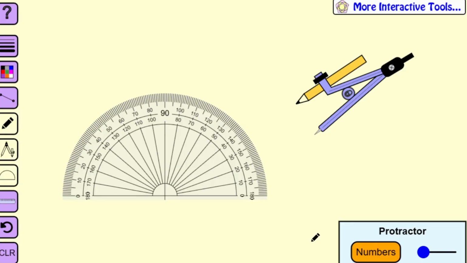For the next lesson, we're going to learn how to bisect an angle or a base angle to get another angle or to derive another angle.